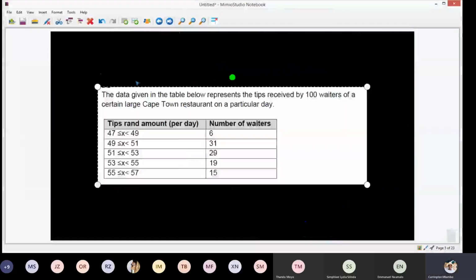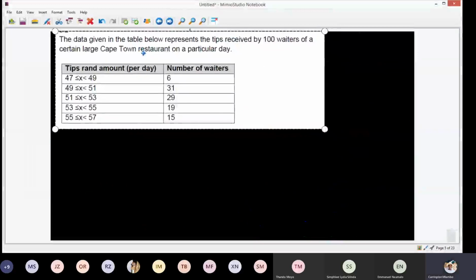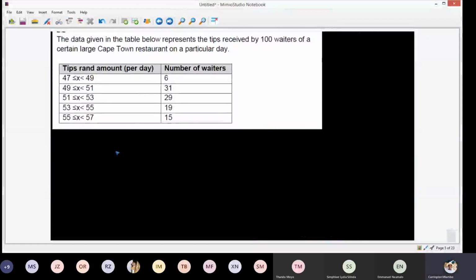Right, we need to do this question. I hope you can see it. What I want us to do for now is the mean, the mode, and the median. Okay, let's start. What's the first thing that we have to do here? Let's participate, please.